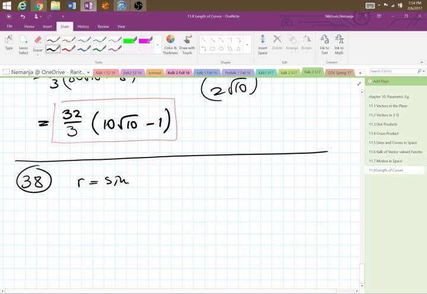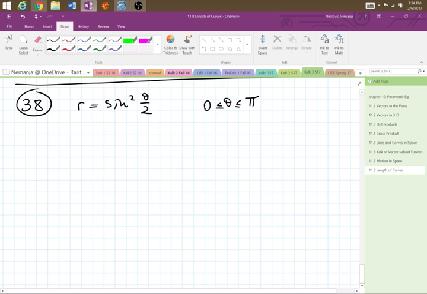r equals sine squared theta over 2, for theta in between 0 and pi. Have fun.